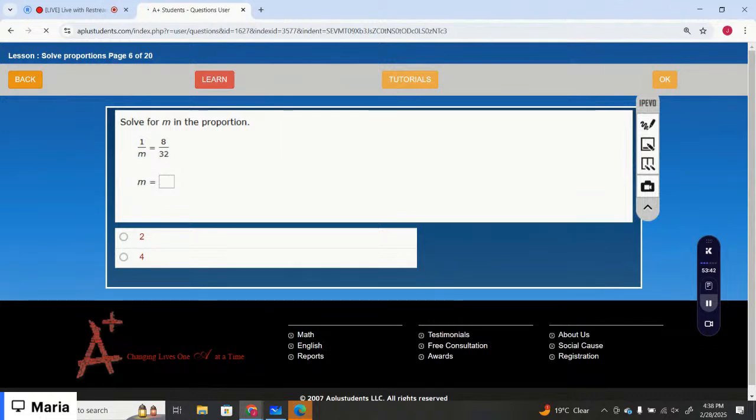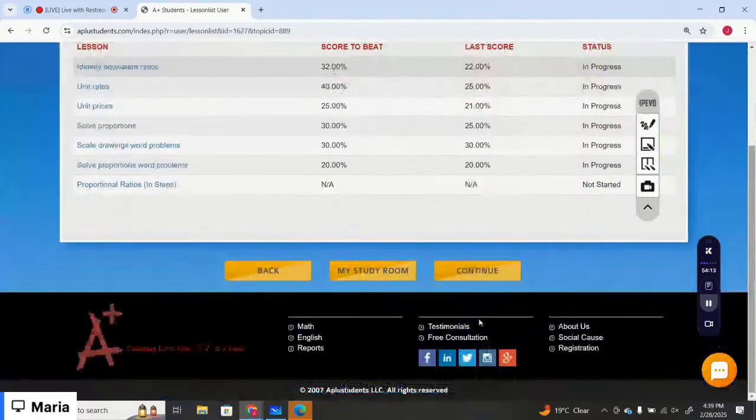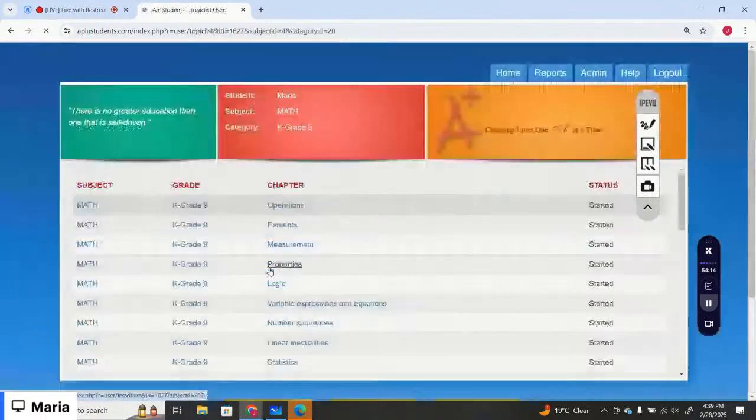Okay, you can complete the lesson by yourself later today. So we were working on grade 9 math. The chapter we are working on is ratios and proportions. The lessons we have covered today are identify equivalent ratios, unit rates, unit prices, and solve proportions. So please make sure before the next session you complete all the practice questions for the lessons we just did. That is your homework until next session.